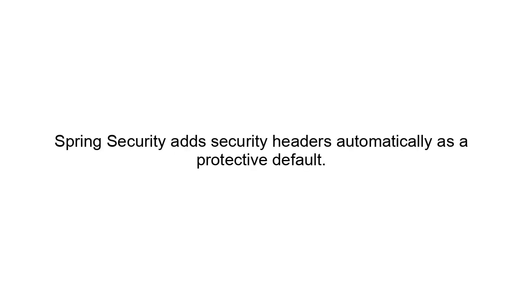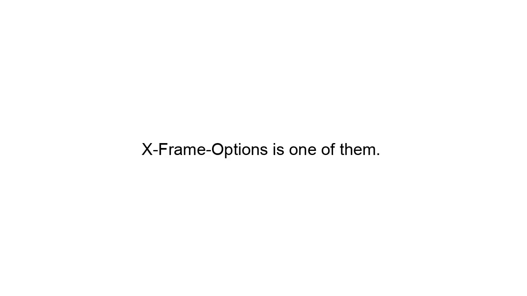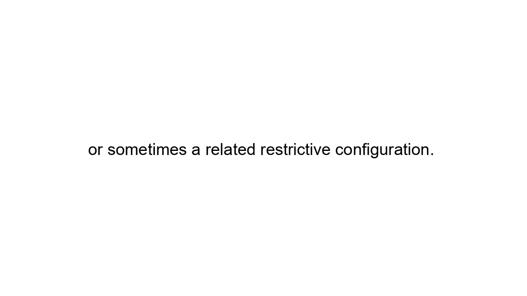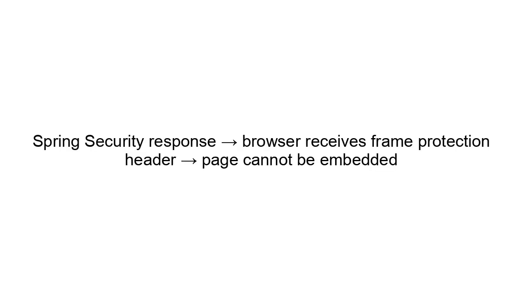Why does Spring Security add X-Frame-Options? Spring Security adds security headers automatically as a protective default. X-Frame-Options is one of them. In many cases, Spring Security sends X-Frame-Options: DENY, or sometimes a related restrictive configuration. Example concept: Spring Security response means browser receives frame protection header, means page cannot be embedded. This is done to improve security by default.